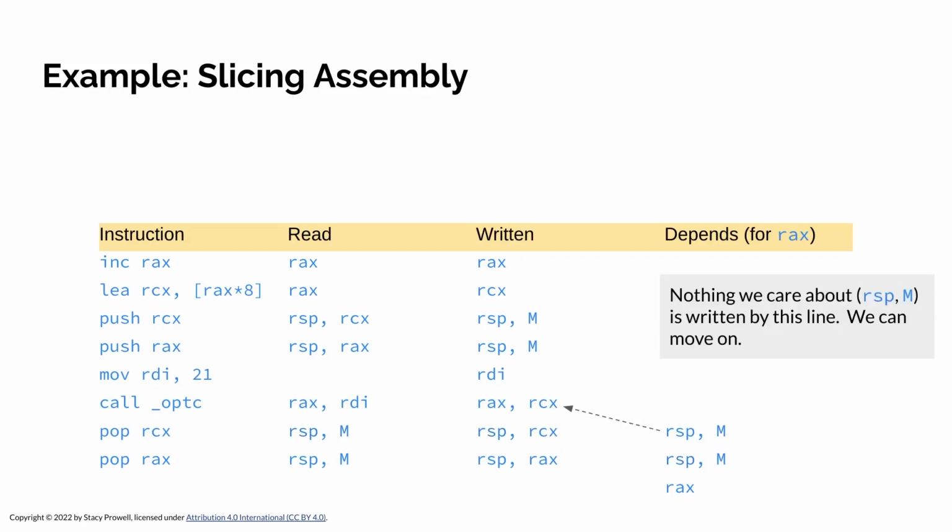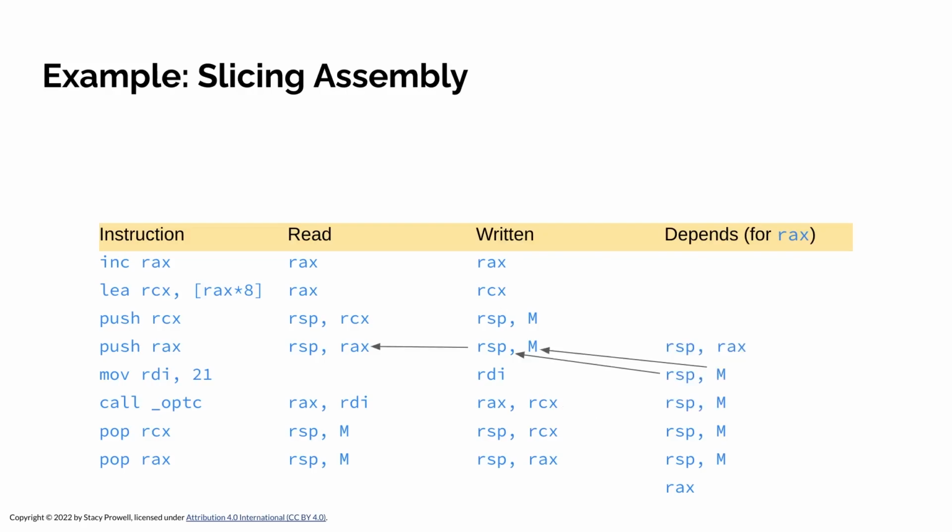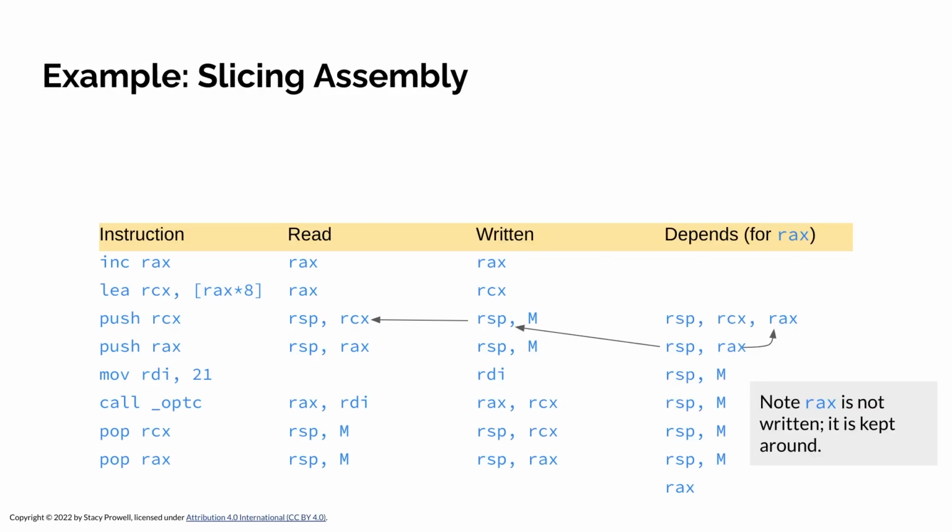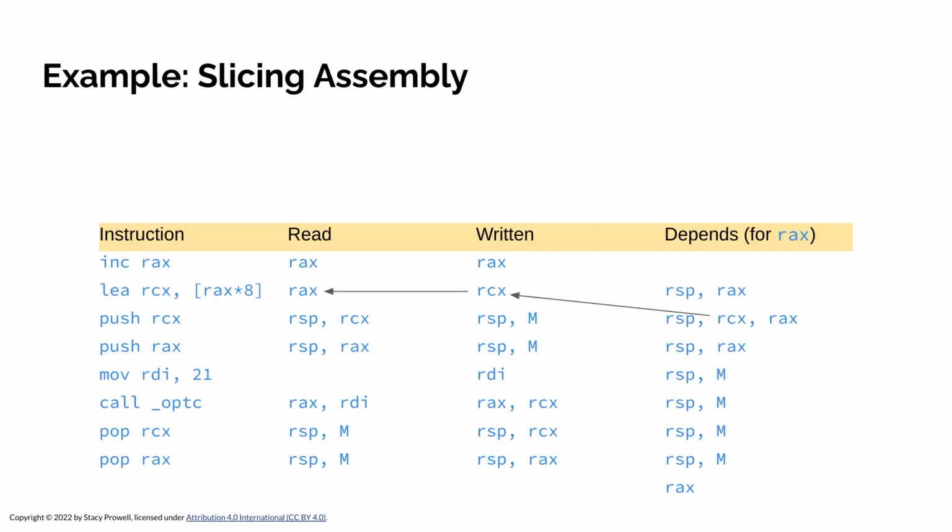Does this next line modify anything we care about? It modifies RAX and RCX, but nothing in my char set is either one of those, so I don't care. Throw it away. I keep working my way back up, and back up, and back up, and back up. And you should be able to understand all of this. And I wind up with this.